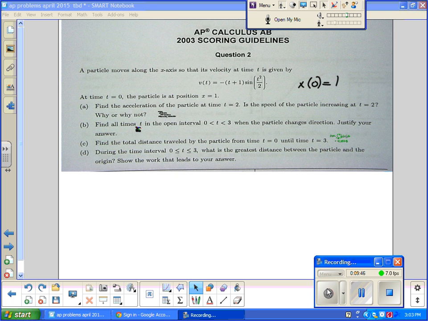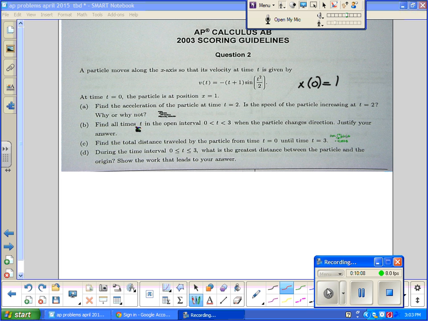All right, last one. During the time interval of 0 to 3 for time, what is the greatest distance between the particle and the origin? Show the work that leads to your answer. Guys, you see how it says greatest distance? We're going to optimize, all right, because we want to find the greatest distance, right? We're going to find a max or min or optimize. We're probably going to find a max here, actually.